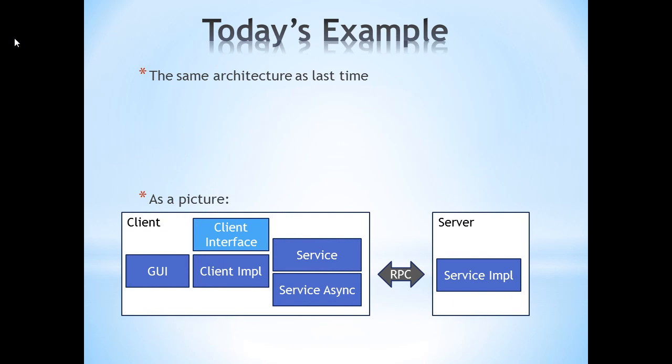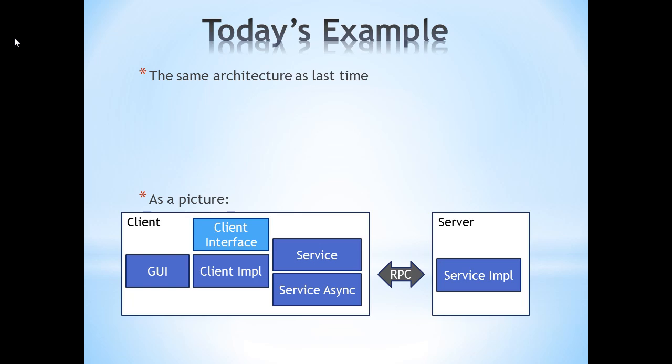So in today's example, I'm going to still maintain the last architecture that I discussed in my previous tutorial, which you can see in the picture below. So I have my GUI, I have my client implementation, which is being enforced by a client interface. I have my service and my service async interfaces, and through all of that I'm making an RPC call to the service implementation, which is on the server side.